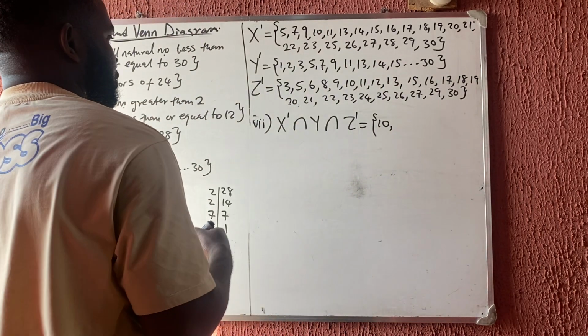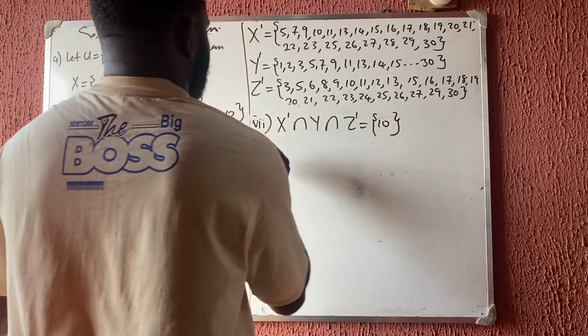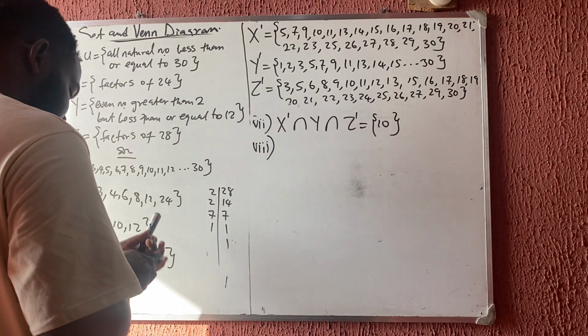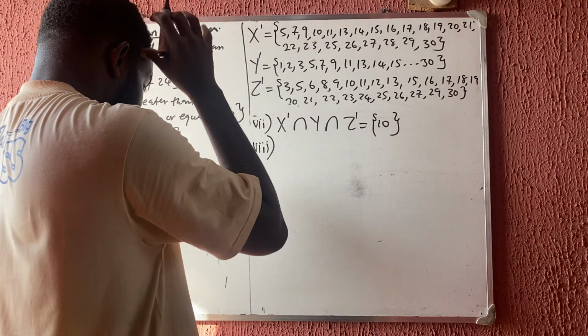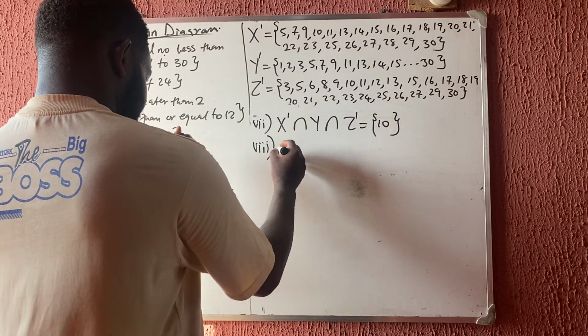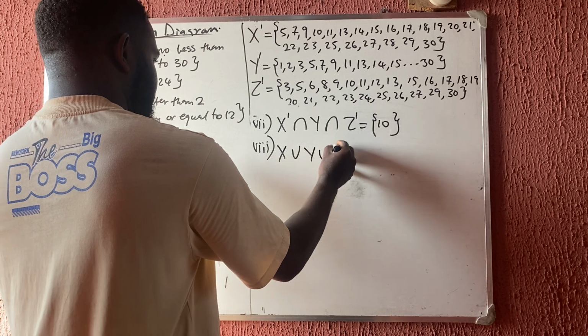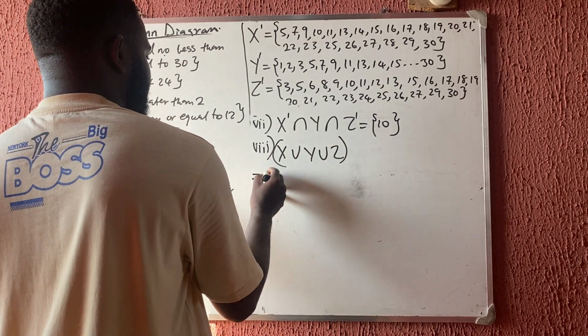There is no 12 here, so the only element here is 10. You have to be very, very careful; if not, you will make mistakes. So (viii) says X union Y union Z. So it's simply to bring them together.